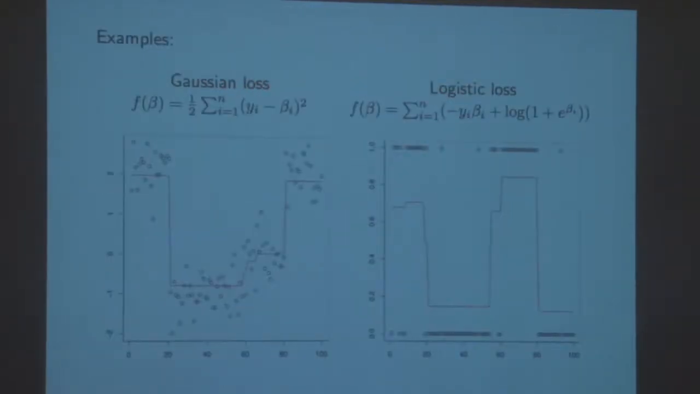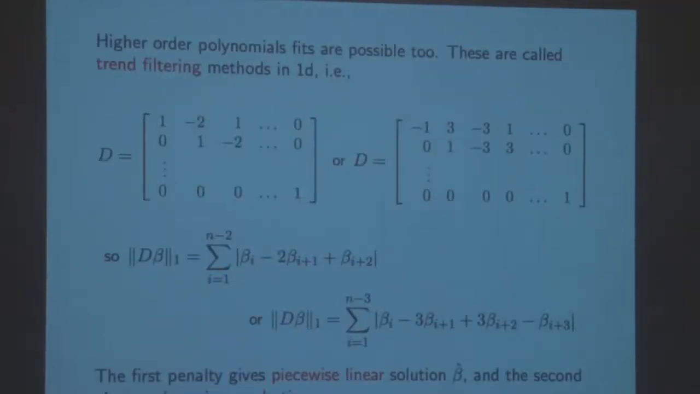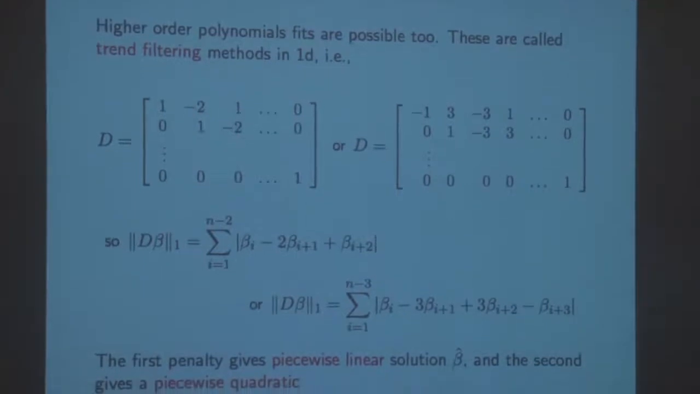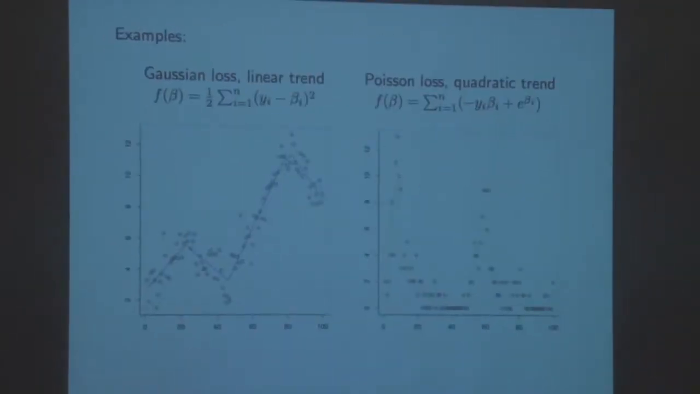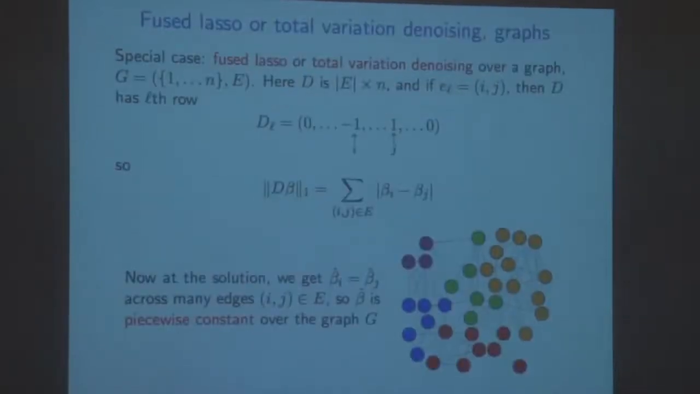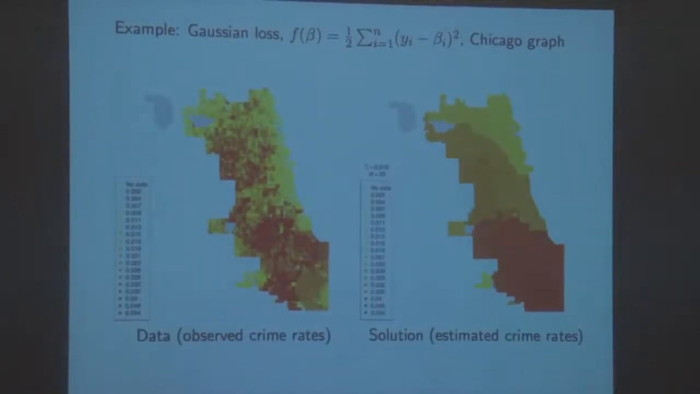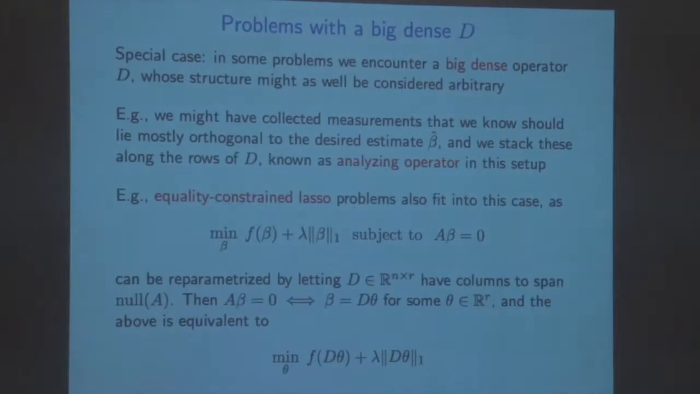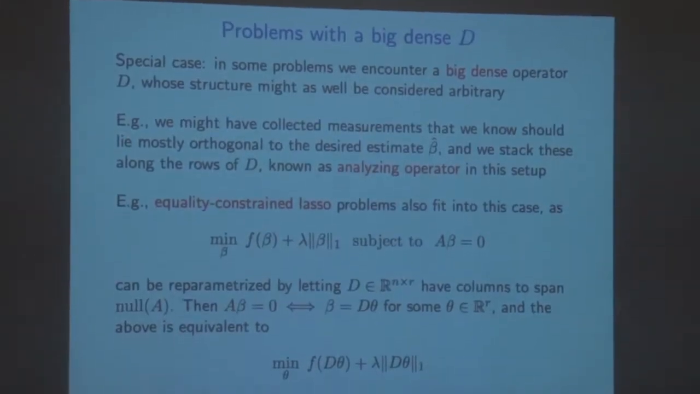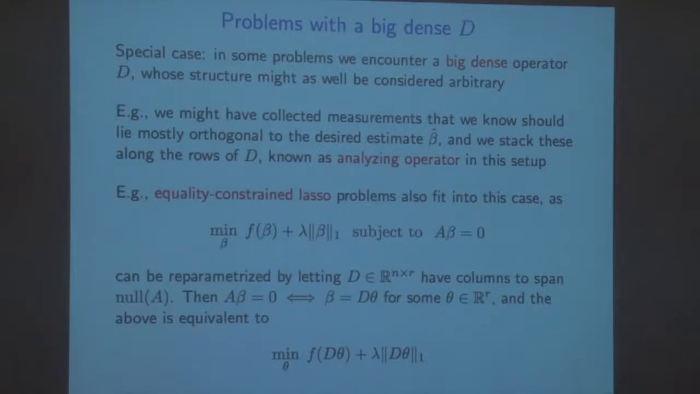what we called the fused lasso in one dimension. We could also do higher order polynomial differences, and that corresponded to what we called trend filtering in one dimension. And then we also saw a more broad application of this idea, a similar idea, but over graphs. So we call that the fused lasso over graphs. And I also claim that you could do trend filtering over graphs too, although we didn't talk about it in this lecture. And the last case we went through was when this penalty matrix D is big and dense, and we had some motivation for that as well.